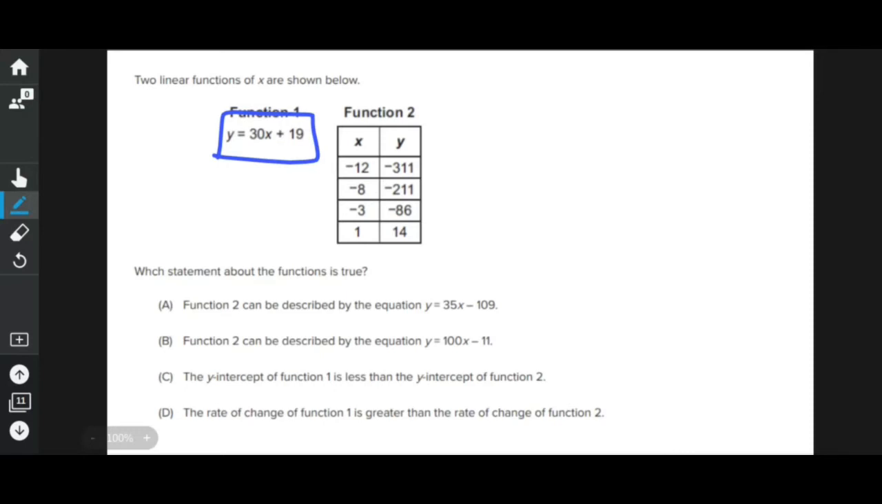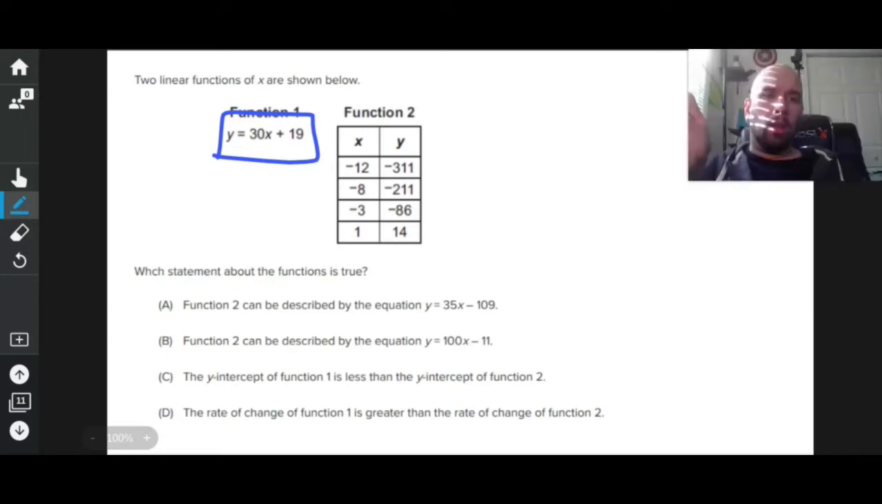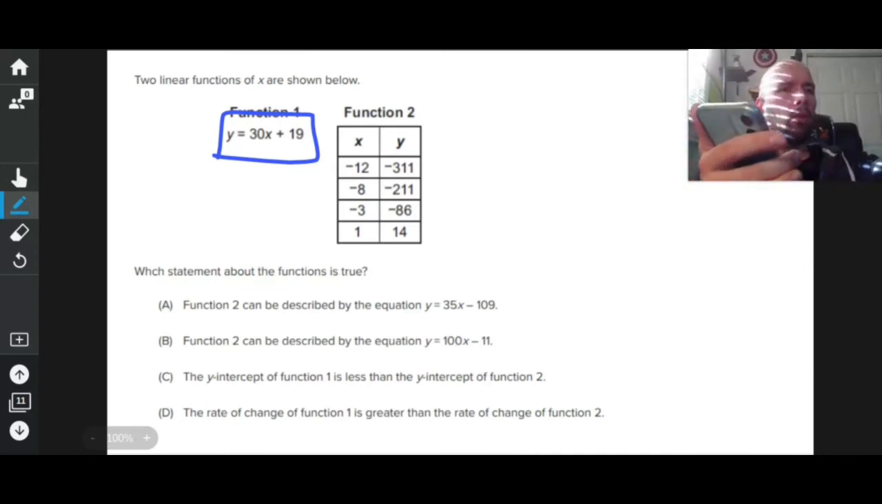Can I switch over? No, I can't. So what you can't see is that I'm on... let me see if I can use my calculator. I'm typing into my calculator NCTM line of best fit, enter.